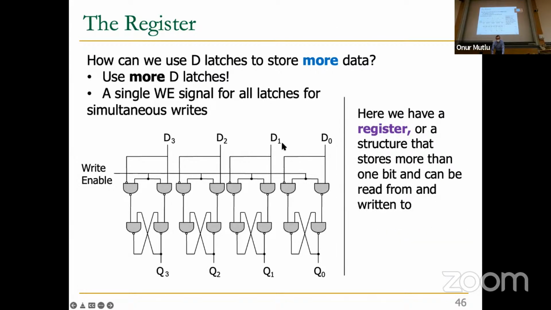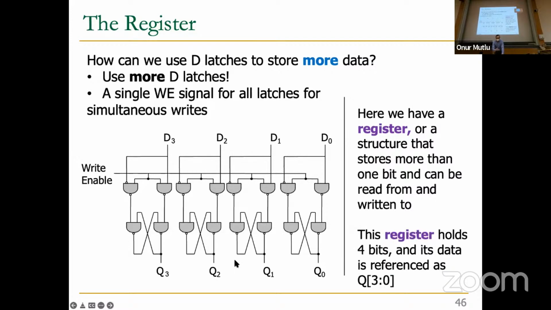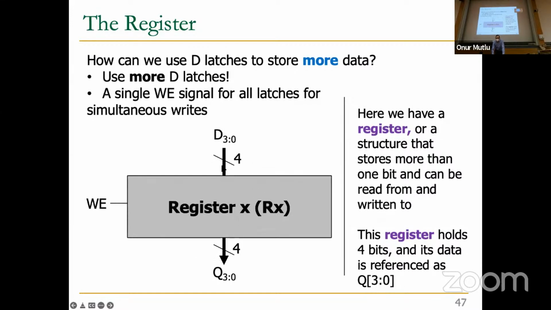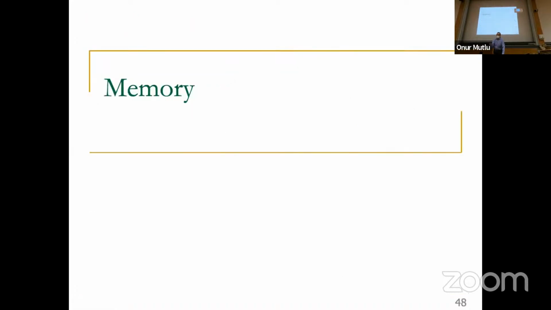It's called a register: a structure that stores more than 1 bit and can be read from and written to. This register holds 4 bits in this case, and the notation says output is Q 3 through 0. This means you have bits 3 through 0, and that's 4 bits. If you had 16 bits, that would be Q 15 through 0. 32 bits, Q 31 through 0. You will see this notation a lot when we talk about Verilog, for example, next week. This can be abstracted this way: this 4-bit register has a single write enable signal, a 4-bit data input, and a 4-bit data output, whatever the current state is inside there. Now we're going to build memory out of these registers, or similar to registers.